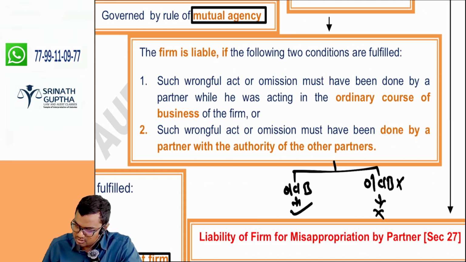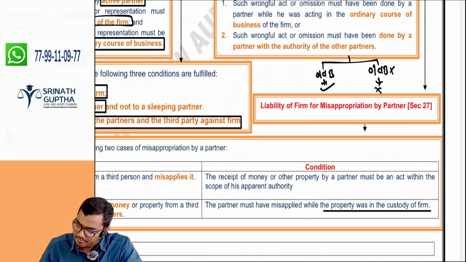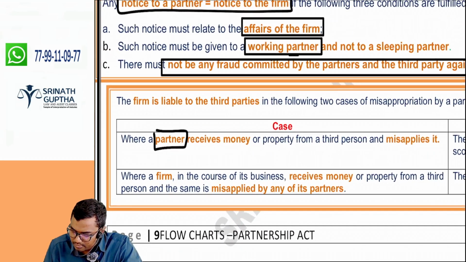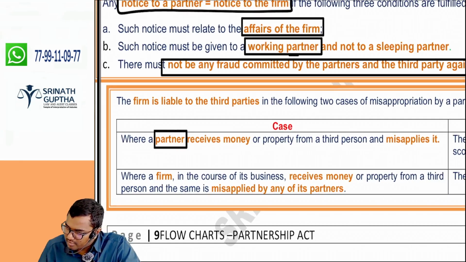Last one, liability of the firm for misappropriation by partner. This has also come in the exam twice. Here, a customer is giving the money to one of the partners of the firm, and that partner misapplied it. The firm will be discharged.